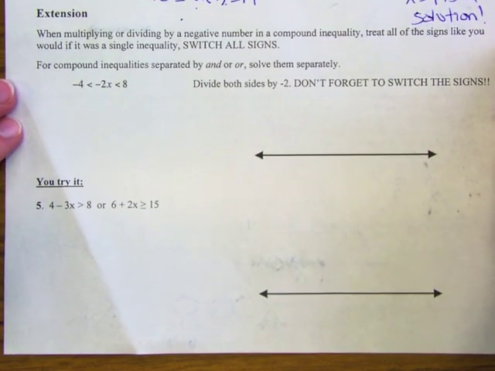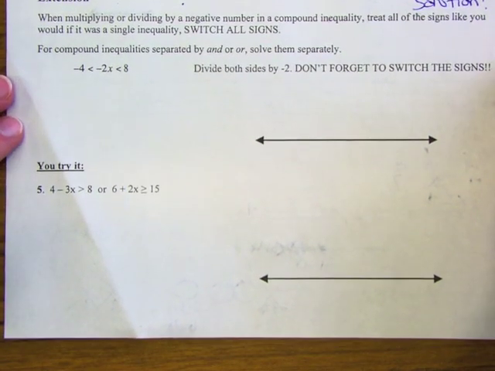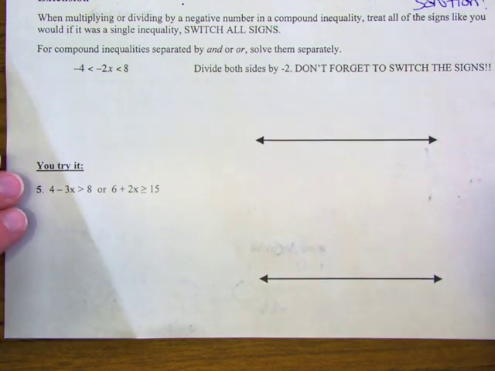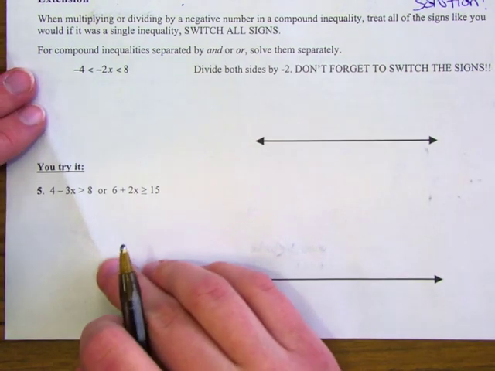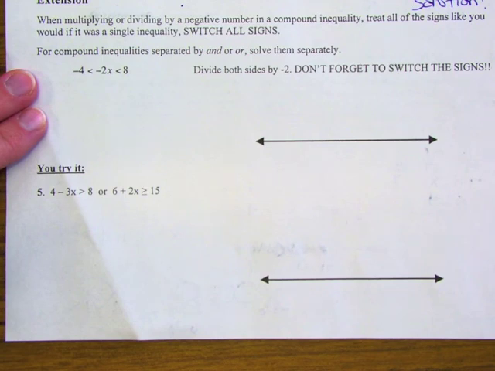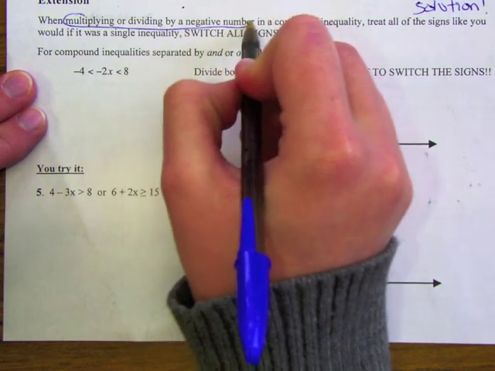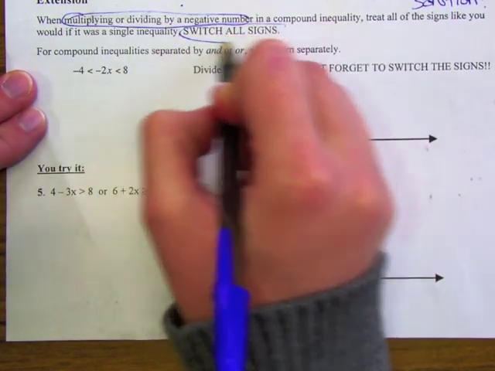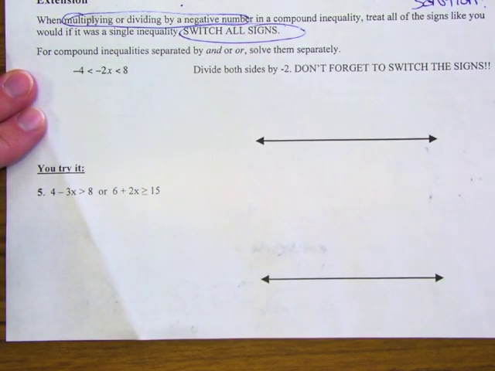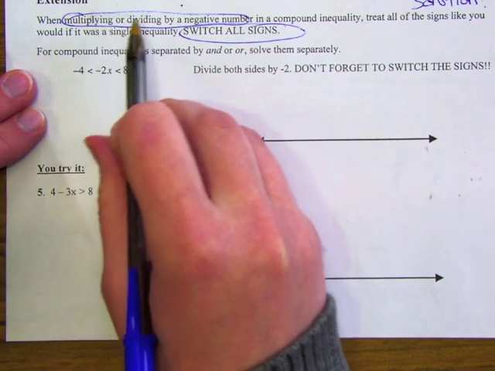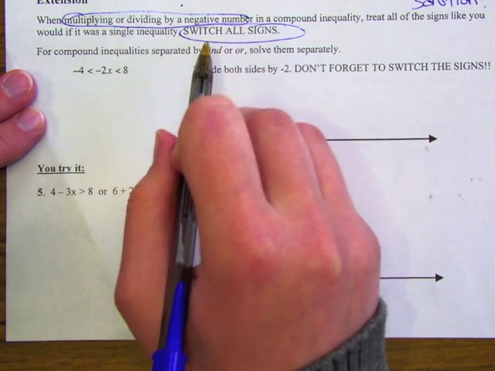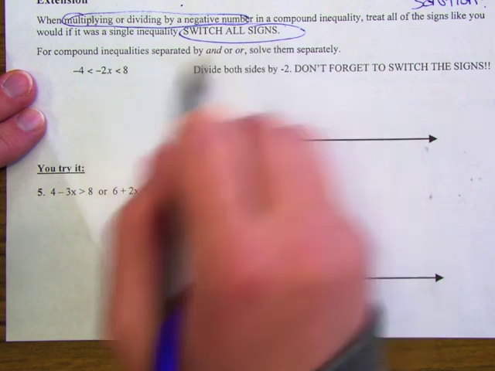Okay, we're going to finish the last part, which is our extension, which is solving compound inequalities with switching our signs. Now, our last extension was just switching the signs. So we need to remember, when multiplying or dividing by a negative number, we have to switch our signs. I want everyone to circle this right now. Multiplying or dividing by a negative number means we need to switch all signs.